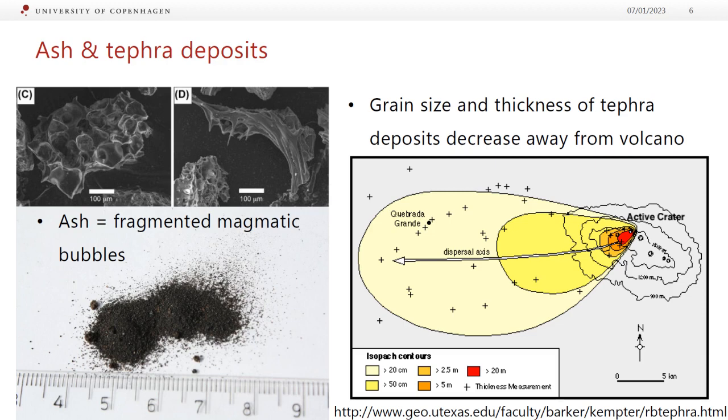So close to the vent, you might see lots of blocks and bombs and so on, but those are just falling out from the air in those parabolas. They can only get blasted so far.